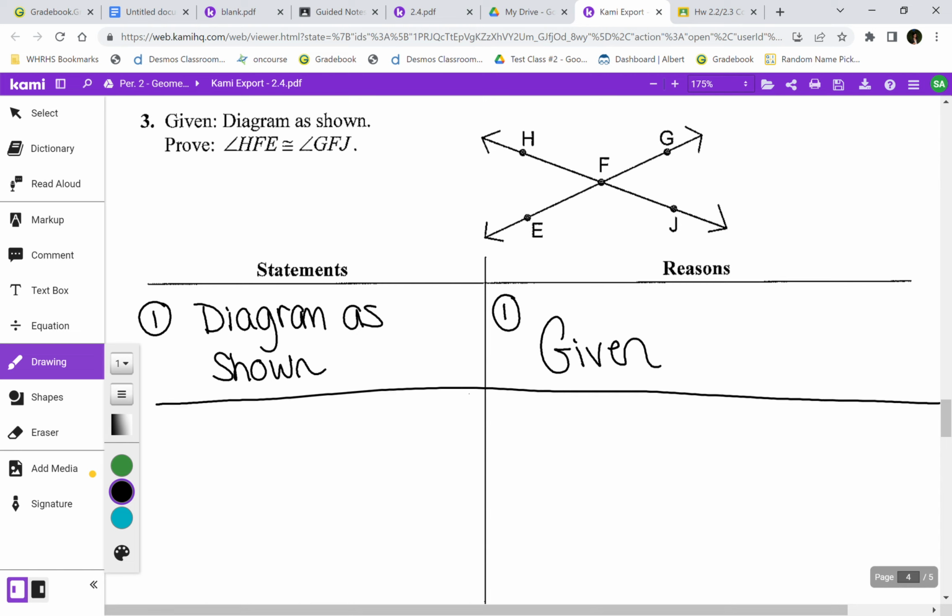All right, what is it that we want to prove? We want to prove angle HFE. I'm going to call that angle 1 so I can address it as angle 1. We want to show that angle HFE, which I called angle 1, is congruent to angle GFJ, which I'm calling angle 2. This one's not going to be as obvious.